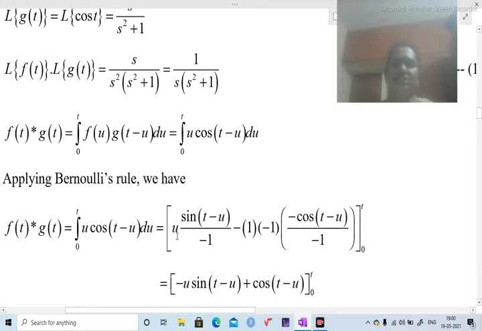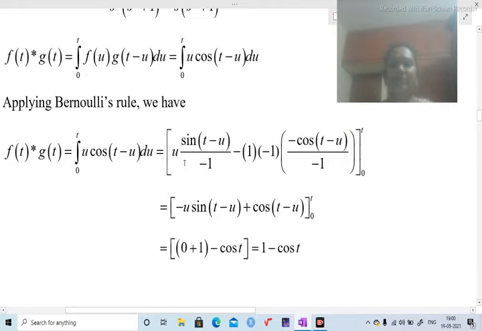Next, the differentiation of u is 1. I am keeping this minus 1 sign here. Sin integration is minus cos of t minus u. Again, differentiation of t minus u is minus 1. Now, the integration is totally completed because the differentiation of 1 is 0. That's why I am going to stop using Bernoulli's rule. Now I am going to substitute limits, that is 0 to t.